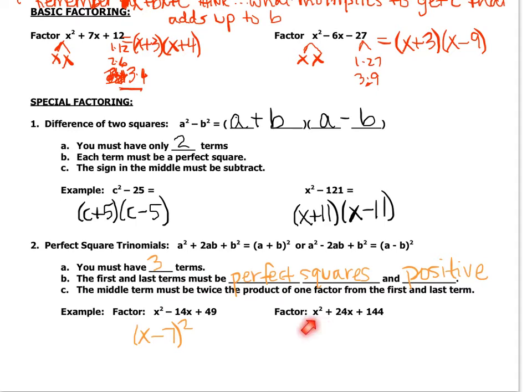Right here, again, I have a perfect square, a perfect square. The square root of 144 is 12. 12 times 2 is 24. So I know this works out. I've got a plus sign here, so I know it fits this category. So it's going to be a plus b, the quantity squared. Now my b is the square root of this. So this factors into x plus 12, the quantity squared.